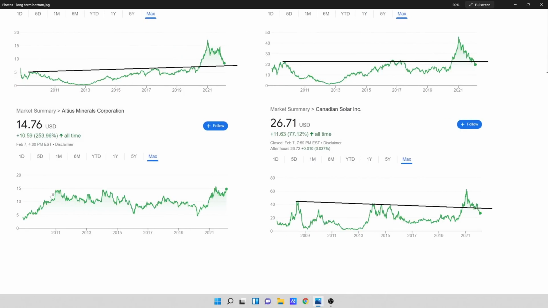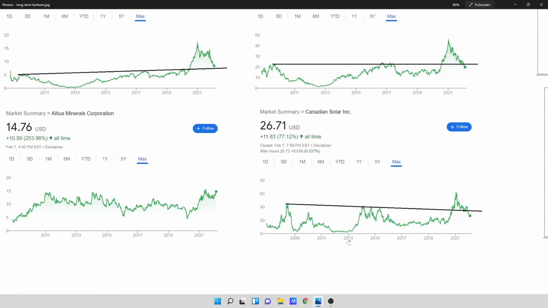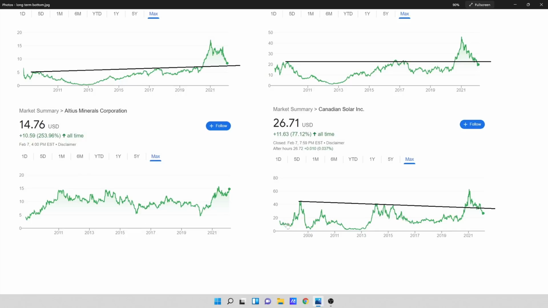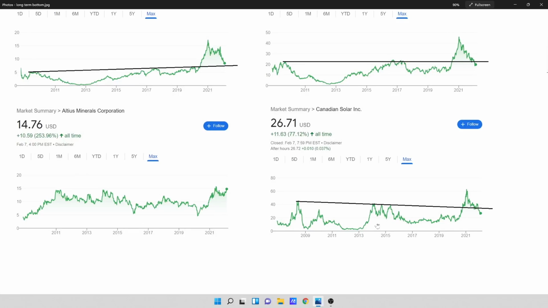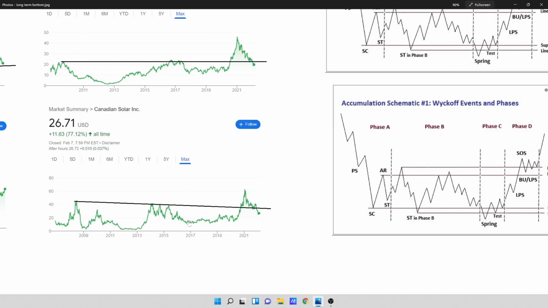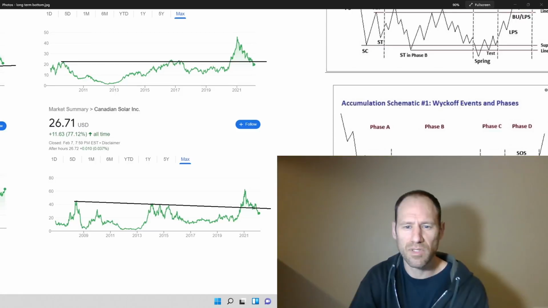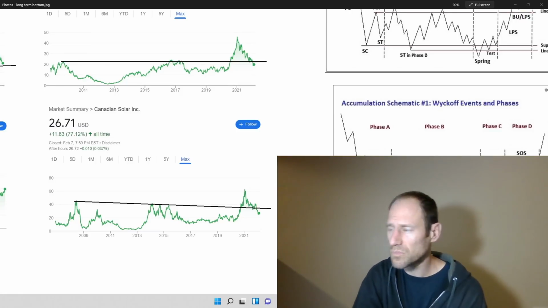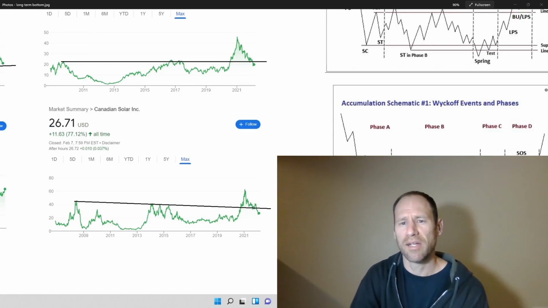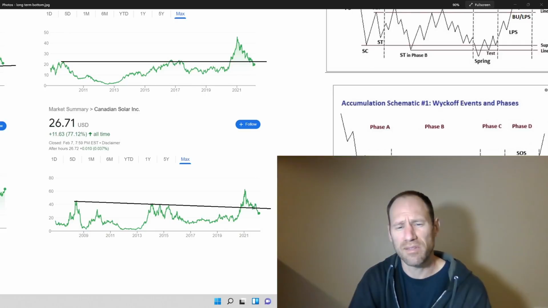But something like this Altius Mineral Corporation looks really good, and it's a royalty company, so they're just going to be printing money, I think. I think this one might be a good one to look at. That one's ATUSF, I think. But I was looking at all these companies, guys, and they look really compelling. I mean, big long-term charts.